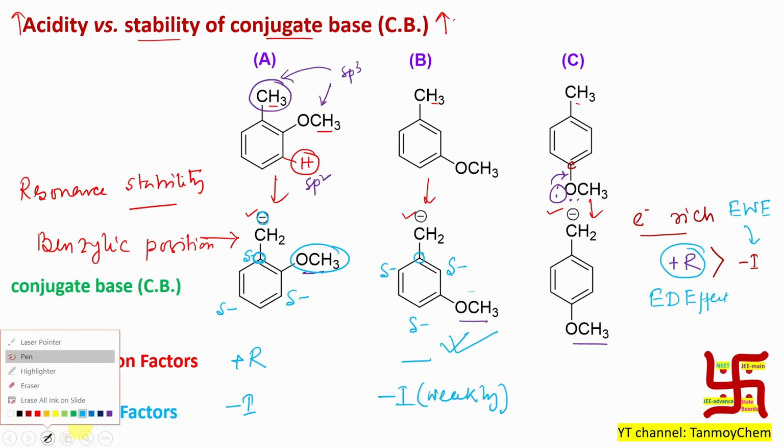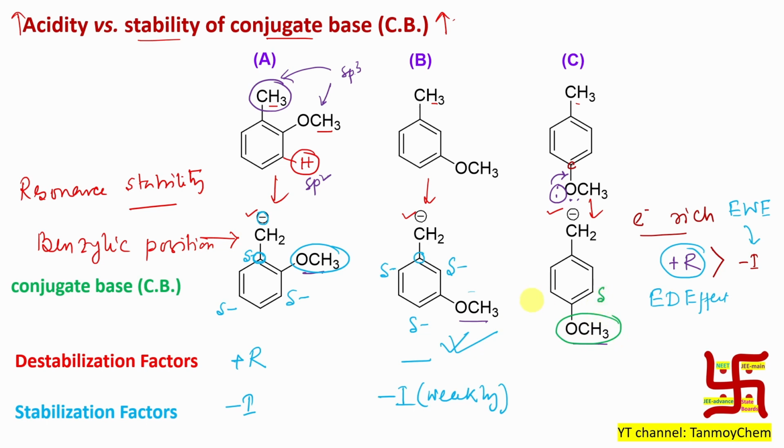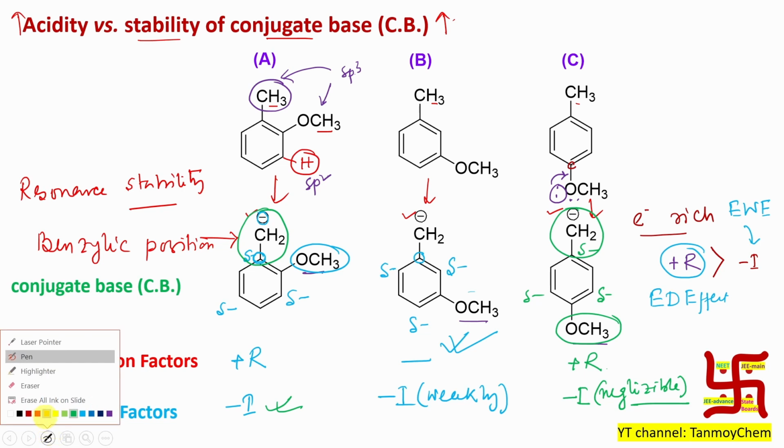Now if you look at the third option here, this OMe shows plus R effect, meaning these two ortho positions have extra electron density and even the para position. So a similar destabilization effect like this is also present in here. So plus R is active, and minus I is actually very weak or negligible. Remember one statement, minus I effect is dominant or more efficient in close proximity like this one, but as you go far away the minus I effect becomes negligible. So this is the overall concept, student.